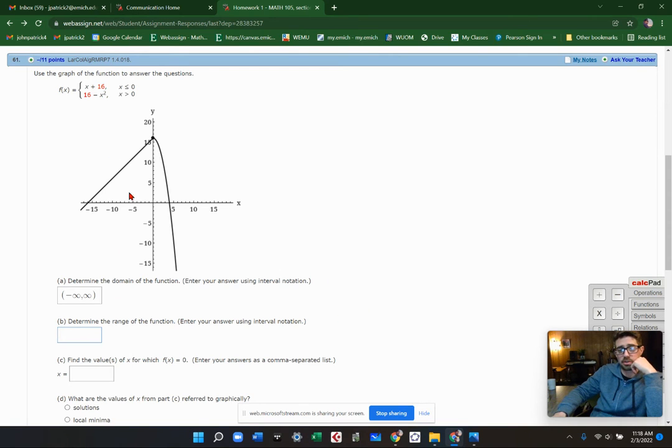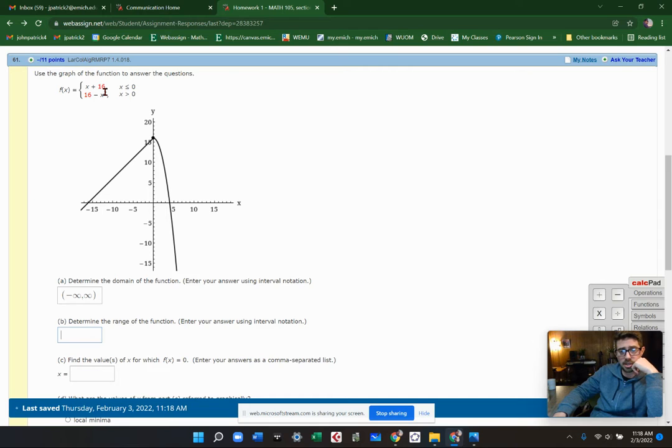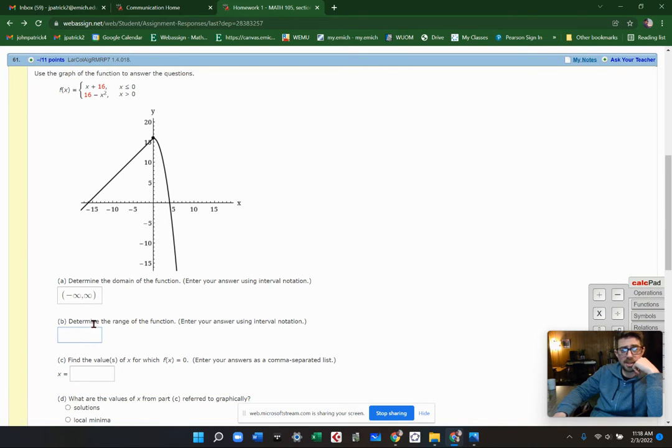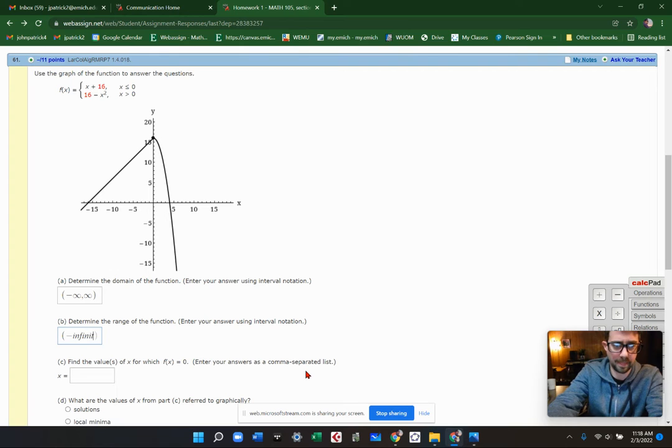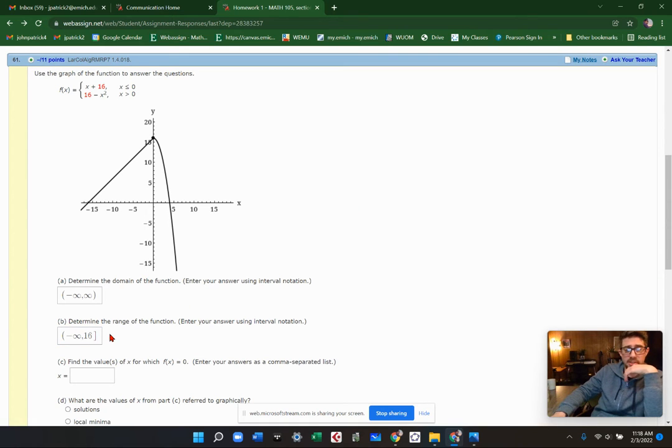Determine the range of the function. Okay, so that's the y values. It does look like it has a hard stop at 16, and if you look at it, f of 0 is 16. And it goes down to negative infinity. So it looks like the range is negative infinity up to 16. Now, this is kind of important because it actually does include 16. So f of 0 is 16, so a curvy parenthesis there would be wrong. We want a bracket, because the bracket means that 16 is included in the range.